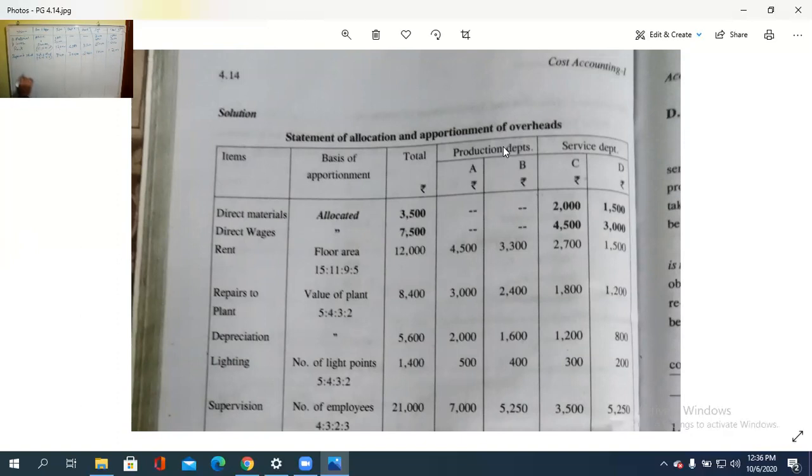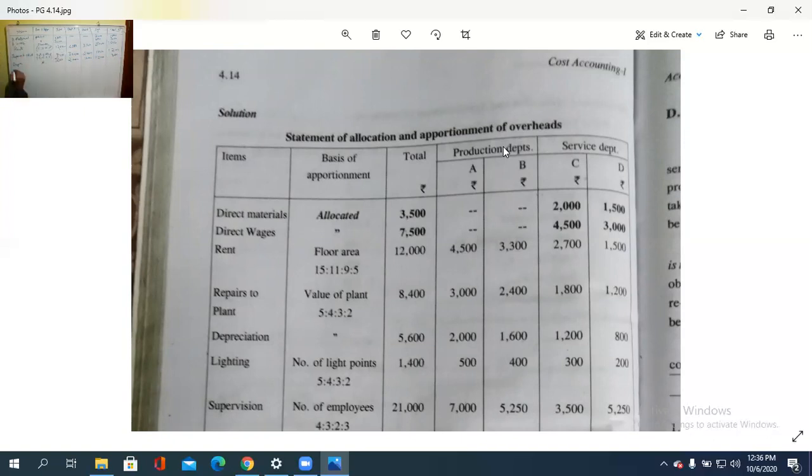Then depreciation. Of what depreciation? Plant. There is no other item. So the same. Isn't it? So how much? 5,600. The same way, 5 is to 4 is to 3 is to 2. So 2,000, 1,600, then 1,200 and 800.